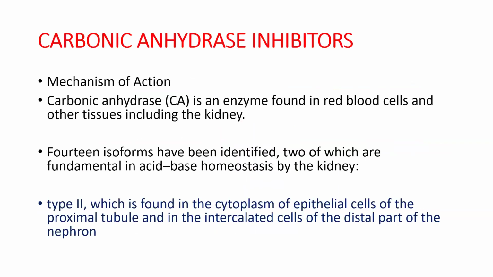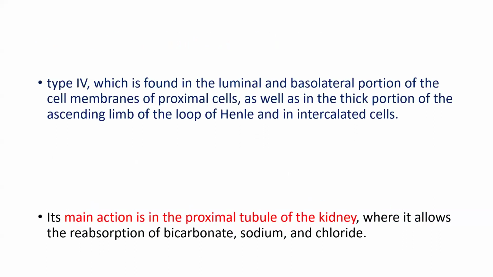Now, the first is a carbonic anhydrase inhibitor. So, the mechanism of action: carbonic anhydrase is the enzyme found in red blood cells and other tissues, including kidney. There are 14 isoforms that have been identified, and two of them are fundamental in acid-base homeostasis by the kidney. Type 2, which is found in the cytoplasm of epithelial cells of the proximal tubule and in the intercalated cells of the distal part of the nephron.